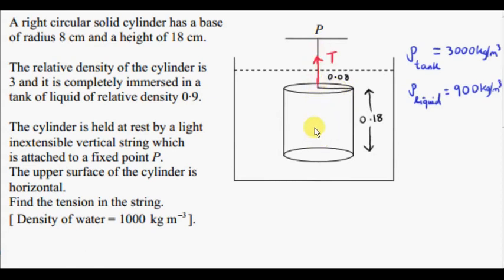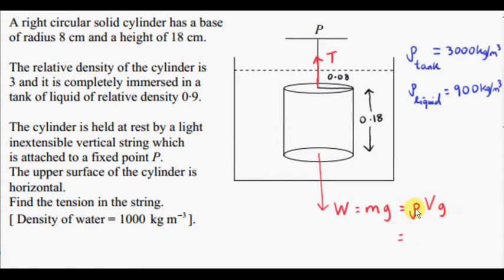Let's get the forces acting on the cylinder. Well, the string exerts an upward force on the cylinder. We will call the magnitude of this force T. Now this is what we're after. Now we have the weight of the cylinder. So how do we calculate that? Well, the weight is the mass of the cylinder times g. To get the mass of the cylinder, we have to multiply its density by its volume.